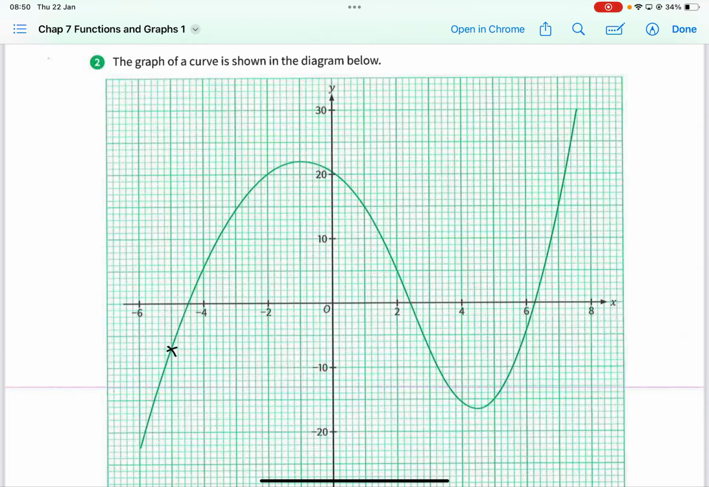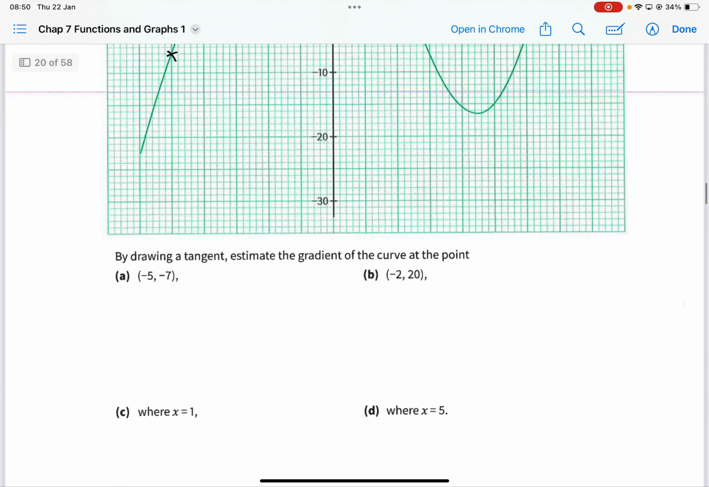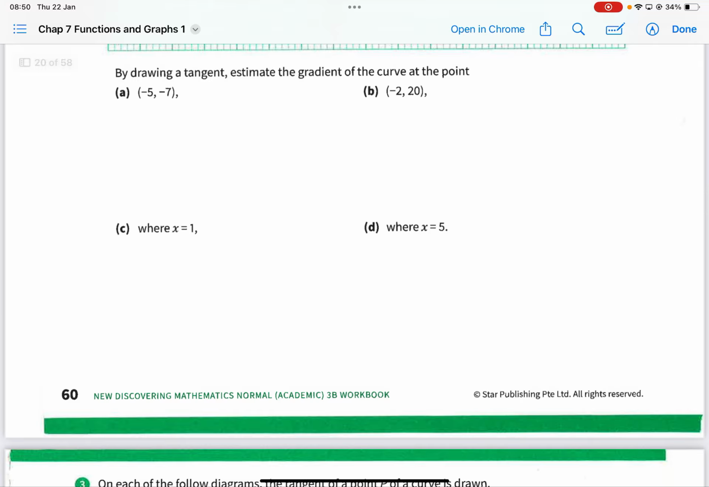Hello, Braden. Your eyes are closed. Page 60. Page 60. Did you try? Eunice, where's your workbook? 3B.